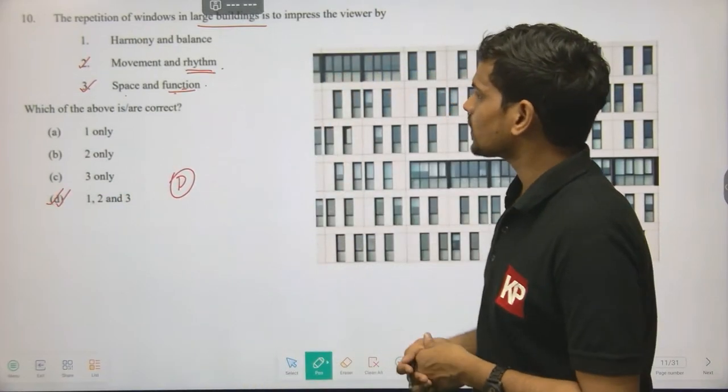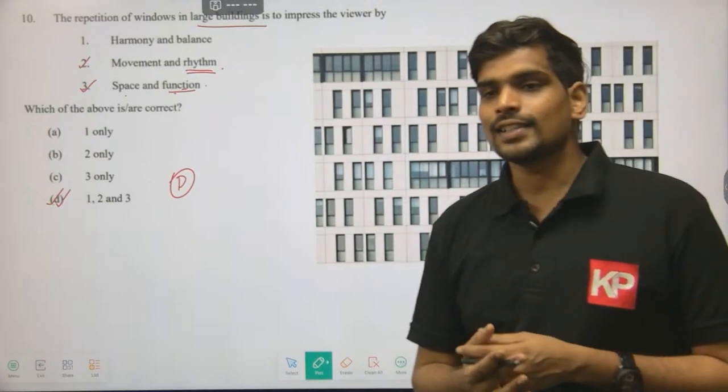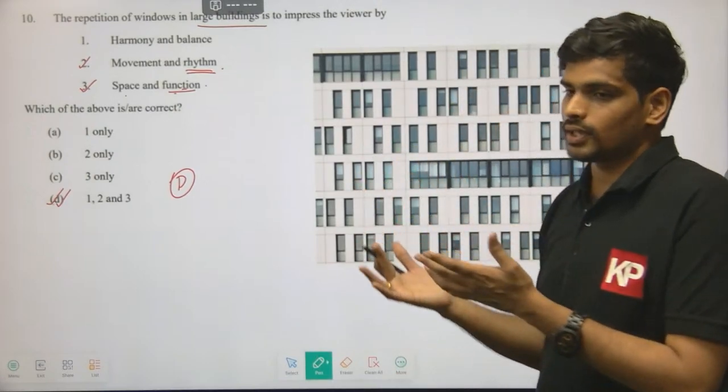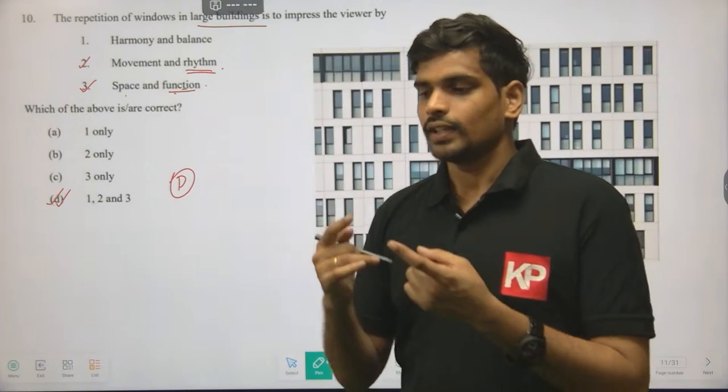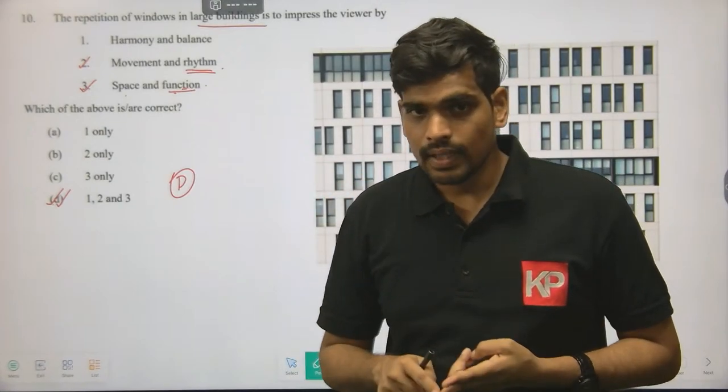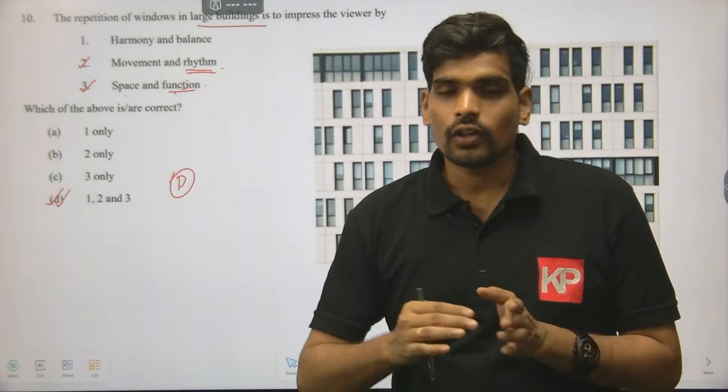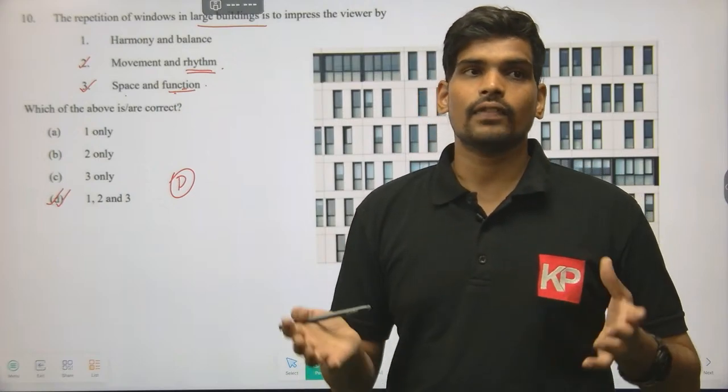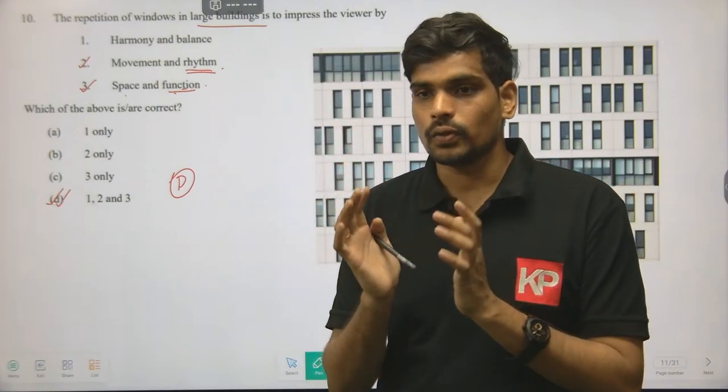But let us also see what is harmony and balance. Harmony and unity are the same thing. Three things: unity, harmony, and integrity. These are synonyms to each other. Harmony is basically where you feel that it is a cohesive single unit composition.